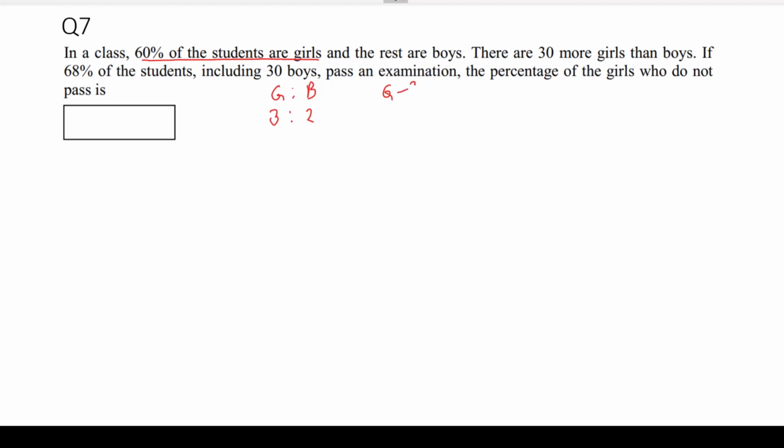Number of girls is 3x and number of boys is 2x. There are 30 more girls than boys. This means 3x minus 2x equals 30, and x equals 30. Hence we have number of girls equals 30 into 3 equals 90, and number of boys equals 30 into 2 equals 60.